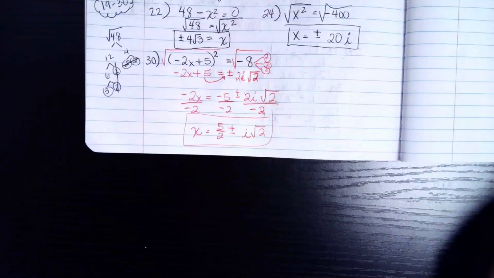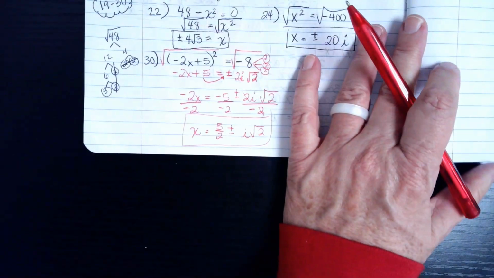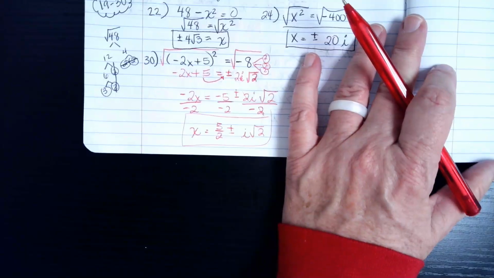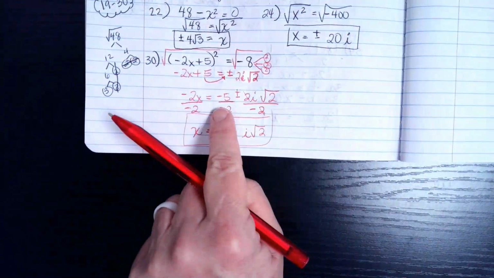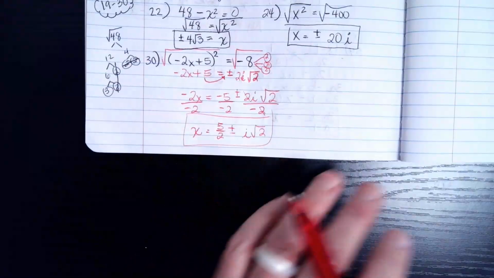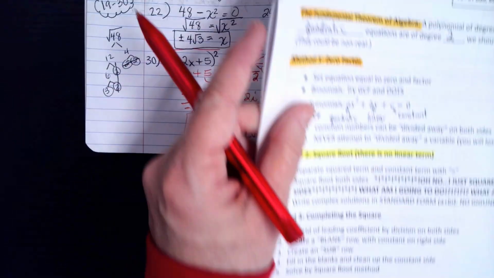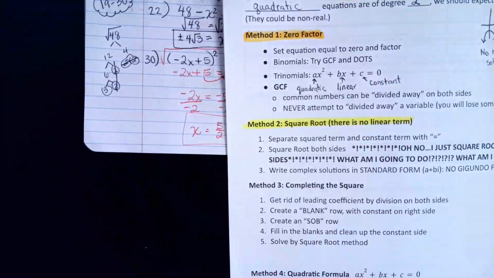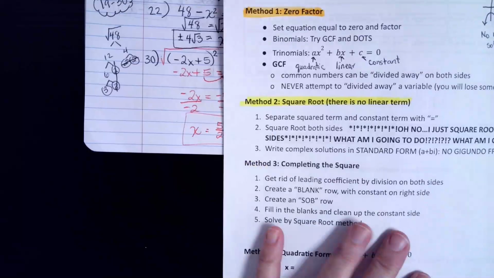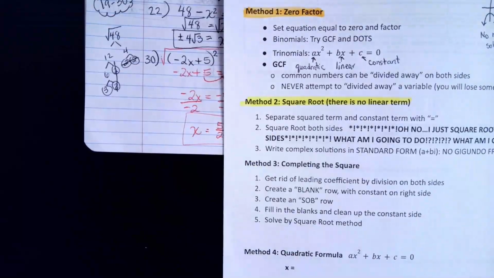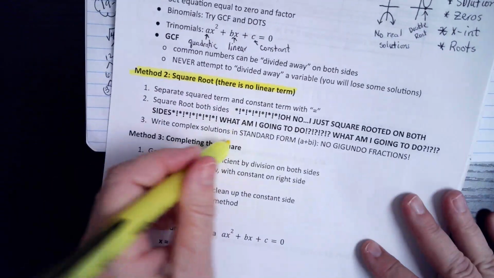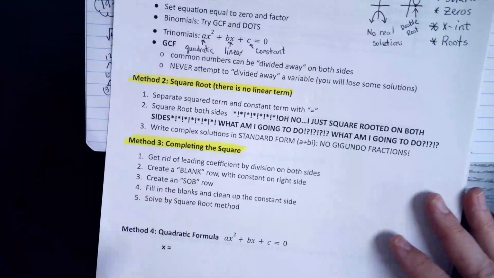All right, now let's do, no more of those because we're going to do a bunch of these in the middle of our method number 3, completing the square. So, I'm going to front load you my steps, okay? And so if you ever need the steps, they are listed here. Method 3, completing the square.